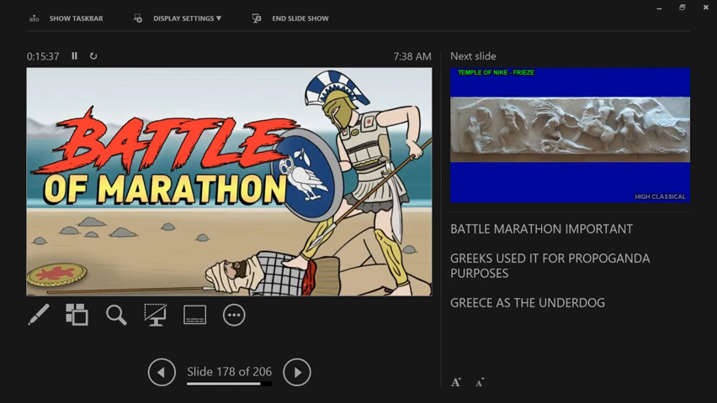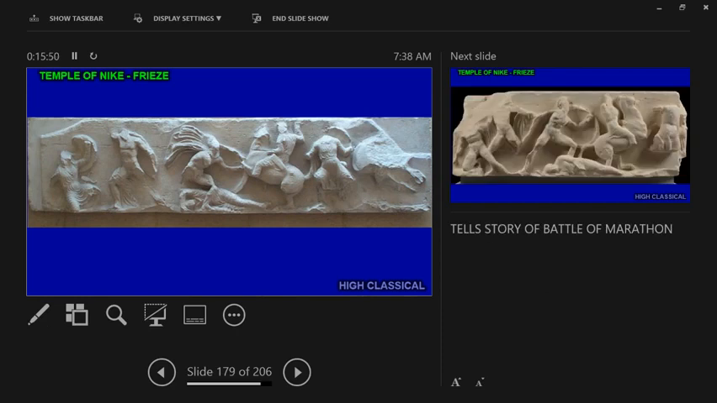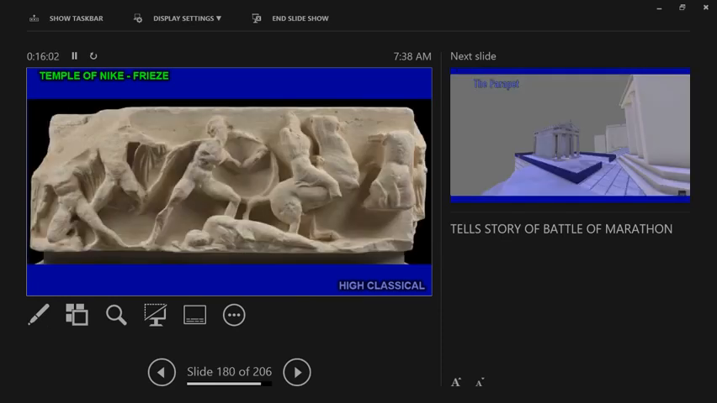Anyways, the Greeks used the Battle of Marathon to promote how good they are in battle. So they used it as a propaganda tool. And that brings us back to the temple of Nike, is they told the story of Marathon along the frieze of the temple of Nike.